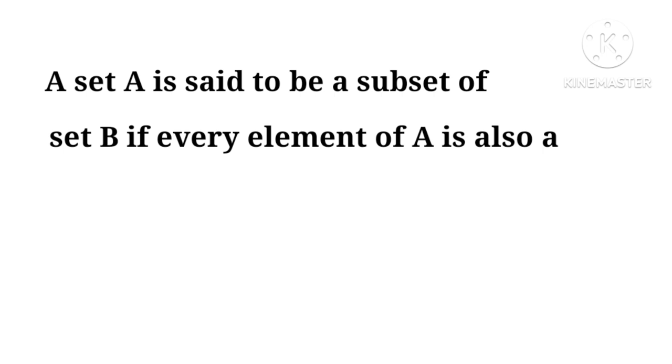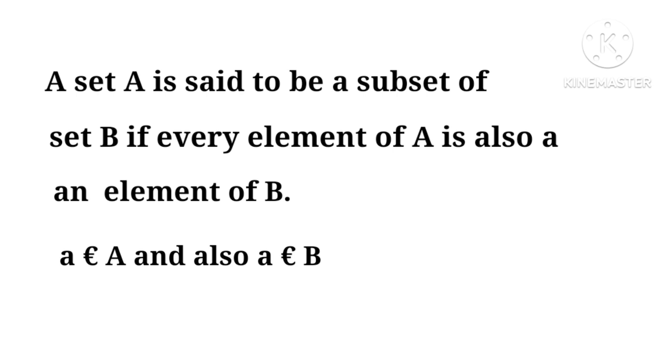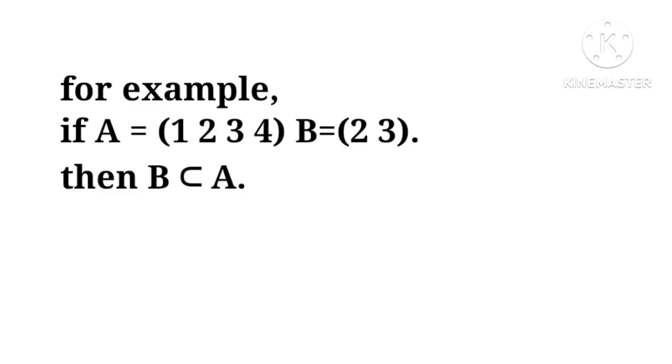A set A is said to be a subset of a set B if every element of A is also an element of B. If an element of A implies that it is an element of B, then A is a subset of B. For example, if A equals {1, 2, 3, 4} and B equals {2, 3}, then B is a subset of A.